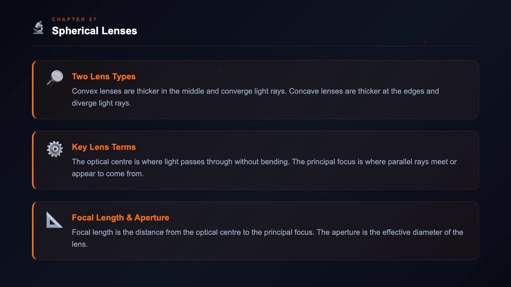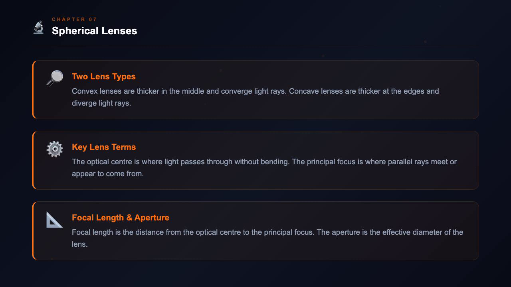There are two main types: convex and concave lenses. Convex lenses are thicker in the middle and bring light rays together. Concave lenses are thicker at the edges and spread light rays apart. Key terms for understanding lenses include the centers of curvature, principal axis, optical center, principal focus, focal length, and aperture. The optical center is the central point of the lens where light rays pass through without bending.